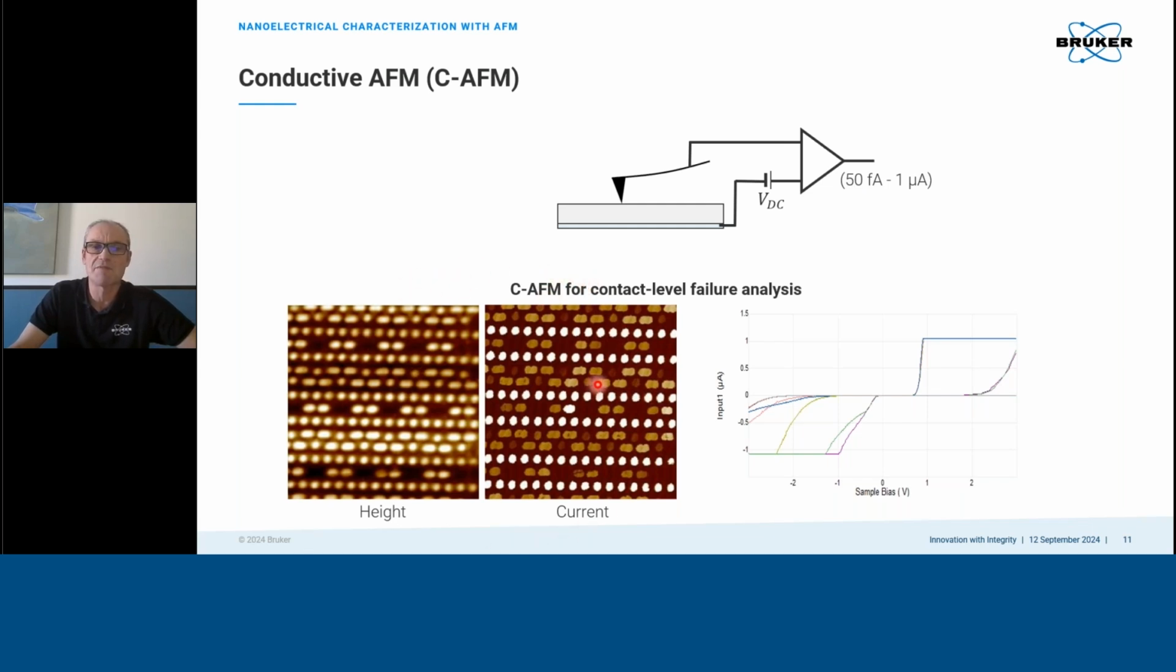Here we are mapping the conductivity of metal contacts that are contacting devices located below these metal contacts. The different devices are reflected in different conductivity levels, as well as spectroscopy, in this case IV spectroscopy, collected on selected contacts. This is typically done to identify defects or failures in specific devices.